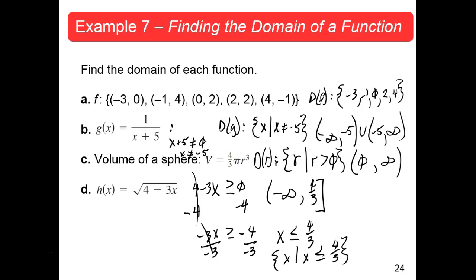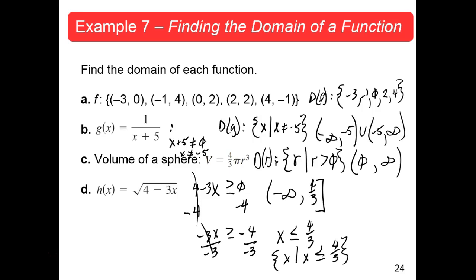Any questions? Does everybody see why that's true? You cannot take the square root of a negative number, so therefore this thing in here has to be greater than or equal to 0. You cannot divide by 0, so that denominator cannot equal 0. You just put down what you know, okay?